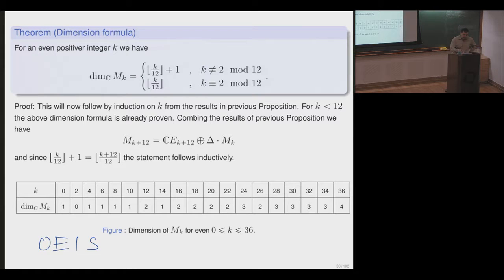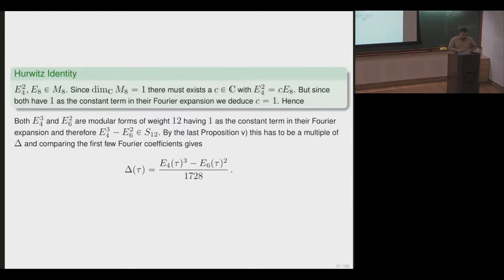Okay, so now we have this space of modular forms. We know the dimensions. And now we want to see what it tells us. So I started with saying having modular forms gives you identities, because usually you have more ways to write these modular forms. For example, in weight 8, you have just a one-dimensional space, but you have the square of E4, and you have E8, and therefore they must be multiples of each other.